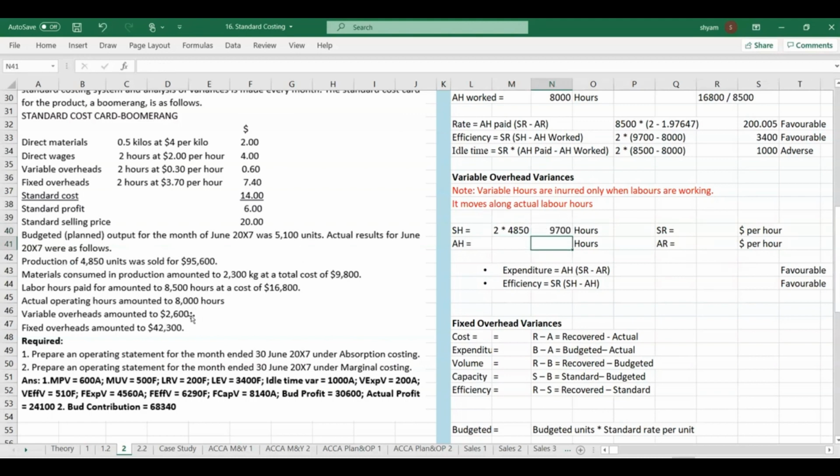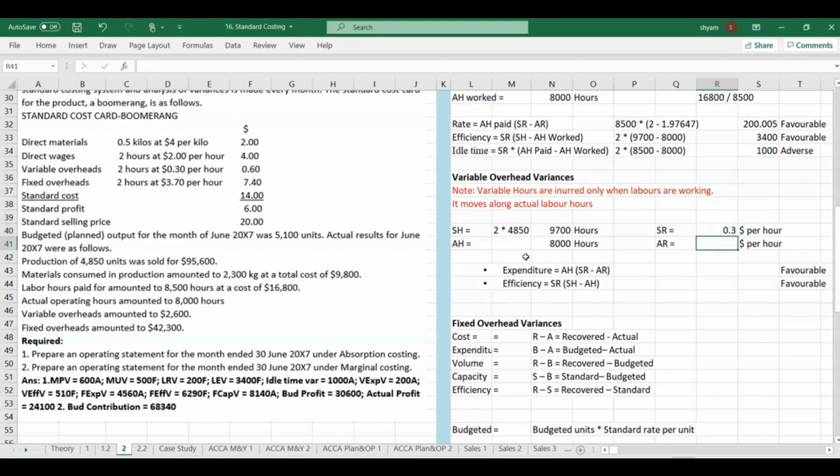See, here the variable overhead amount is given, but the hours are not given. So what we'll do is take it as the actual hours when the machines, which are working along with the labor. So if labor is working only for 8000 hours, the machine will also be used only for 8000 hours, right? So what's the standard rate? Standard rate, I think they have given it here. It is 30 cents per hour.